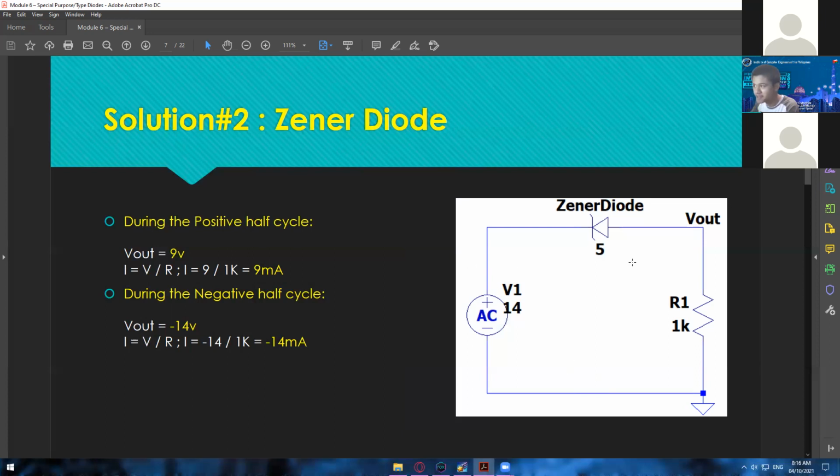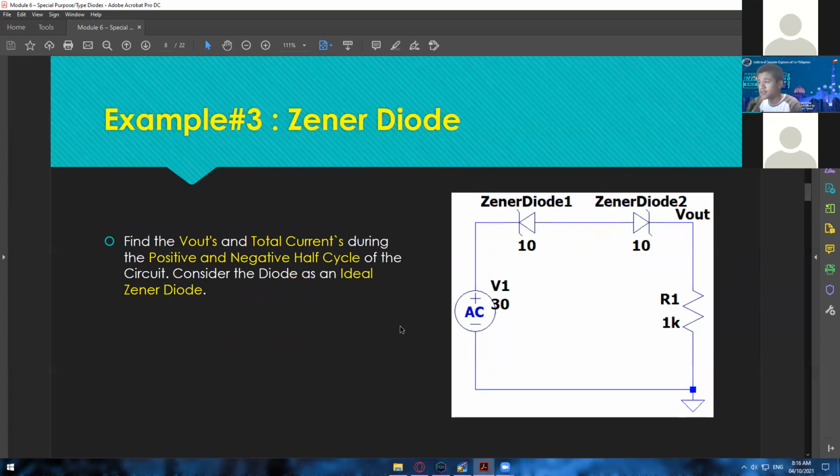Again, yes, most of my students got this one incorrect. So yes, this is like a voltage source, but it's the other way around. Instead of adding, you need to deduct the Zener diode rated voltage. All right, so let's now proceed to example number 3.